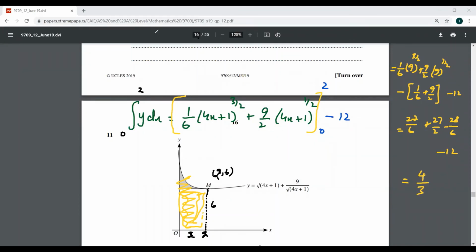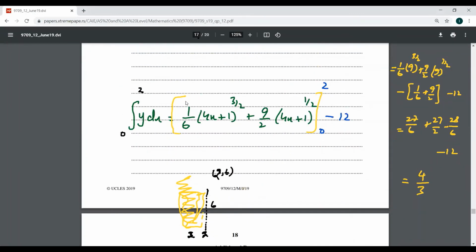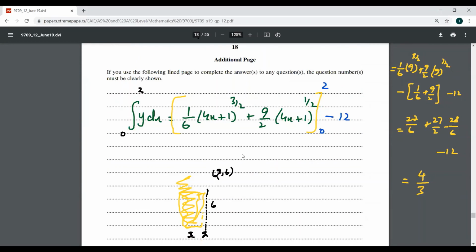I think this should be the end of the paper. There cannot be more than this. Okay, that's it. So this ends the paper here.